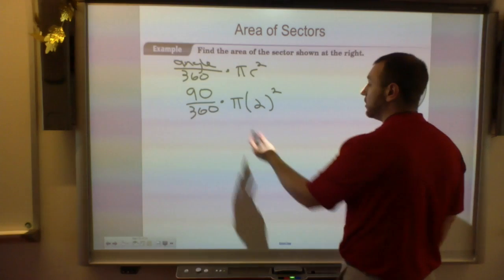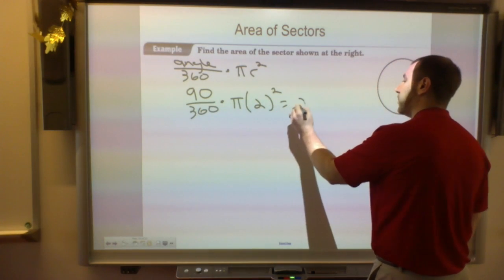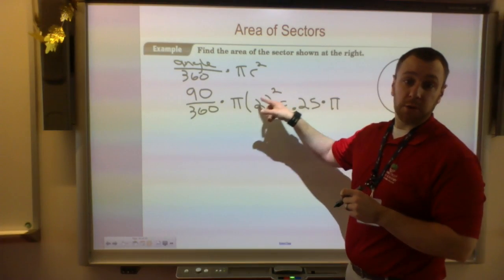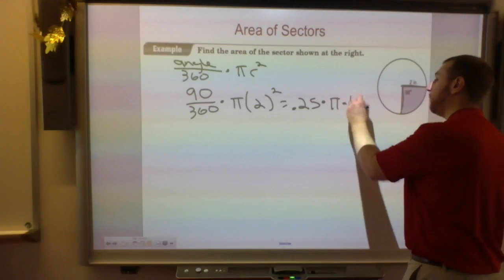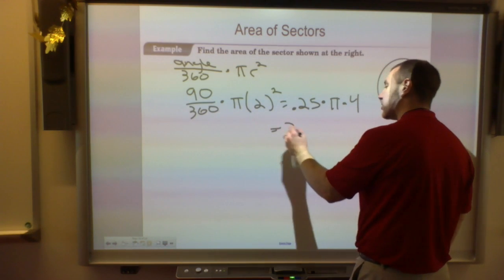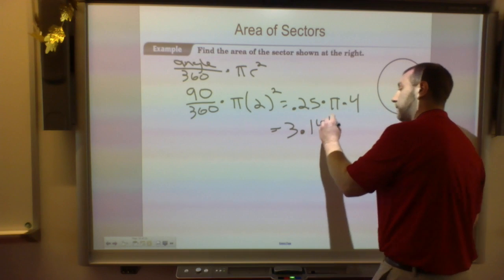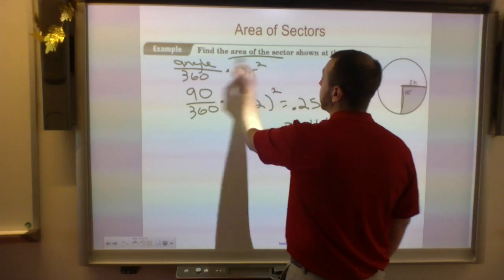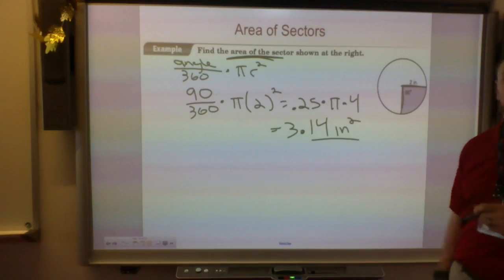Now I have to remember, I'm going to do this division still. I'm going to do 0.25 times pi. Now I have to square the 2. 2 squared is 4. Now I can multiply everything out. I should get 3.14 inches squared. Because now I'm dealing with area. So my units are squared.